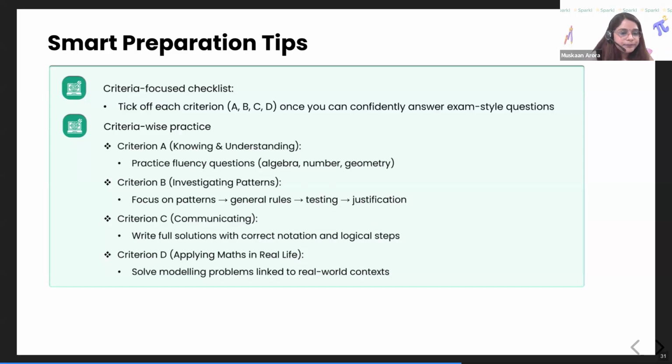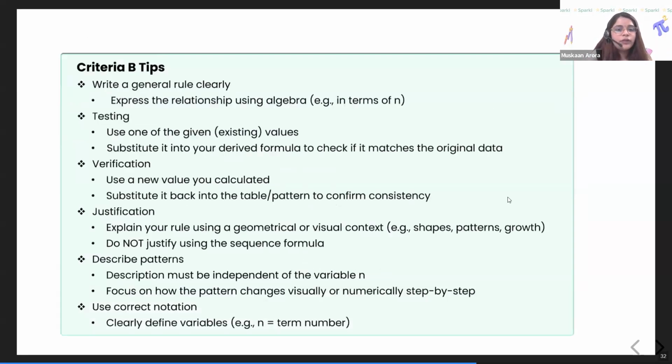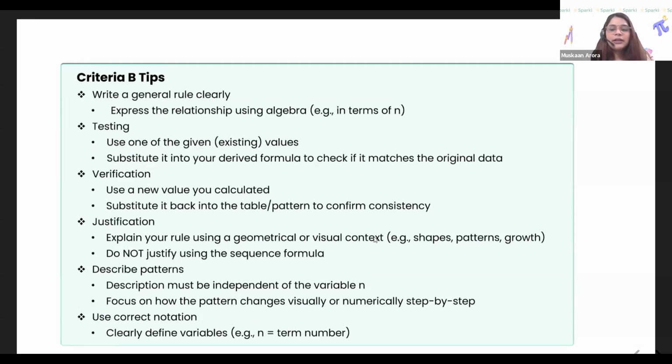Okay. So I did have something else prepared for you for criteria B, but I would just quickly go through the tips and not the question. There was a question as well. I have seen students getting confused with the terminology on criteria B questions, specifically testing, verification, justification, describing the patterns. So I've seen a lot of struggle there. Can anyone tell me about their struggles, or if they have tackled them, how did they do that exactly? Or if you could just explain the differences among these command terms, that would be great.